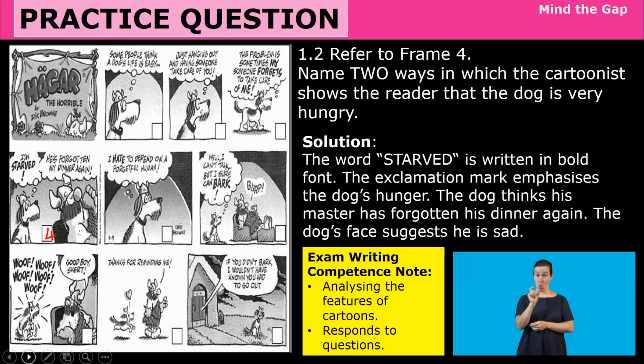And there you have it. The word starved is written in bold font. So already we see the emphasis on it, right? The exclamation mark emphasizes the dog's hunger. So to add on to the fact that this dog is very hungry, we've added an exclamation mark. Not we, the cartoonist. The dog thinks his master has forgotten his dinner again, so his face suggests that he's sad. His eyes are looking rather droopy, okay? He's in need of sustenance, okay?